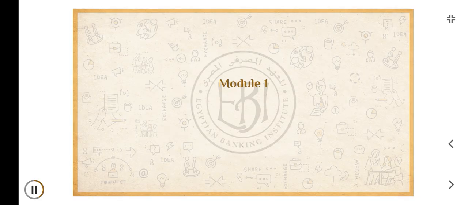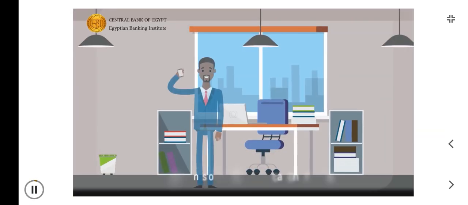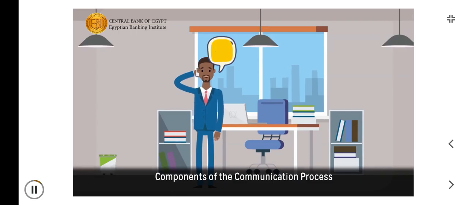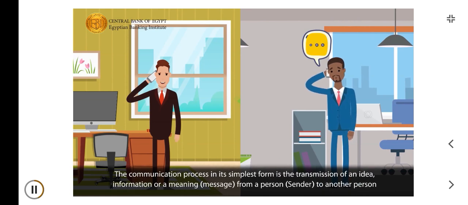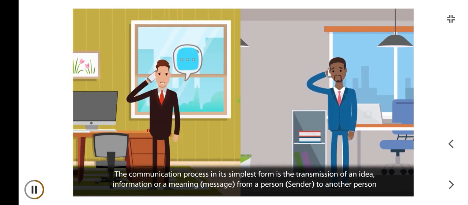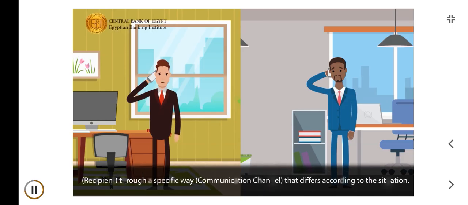Module 1. Communication process. Components of the communication process. The communication process in its simplest form is the transmission of an idea, information, or a meaning, which is the message, from a person who is the sender to another person who is the recipient, through a specific way, which is the communication channel that differs according to the situation.